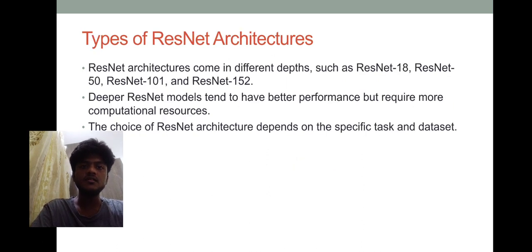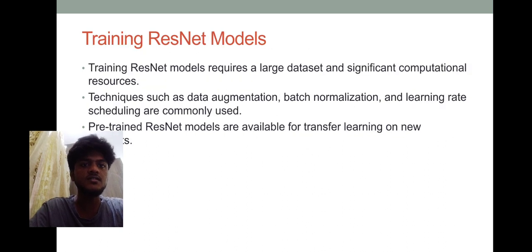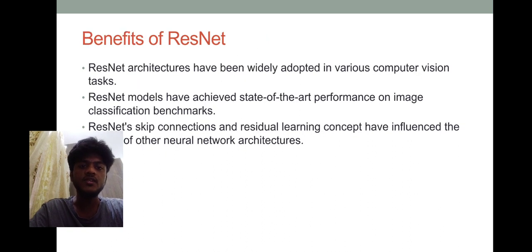Types of ResNet architectures. ResNet architecture comes in different depths such as ResNet 18, ResNet 50, ResNet 101 and ResNet 152. Deeper ResNet models tend to have better performance but require more computational resources. The choice of ResNet architecture depends on specific tasks and datasets. Training ResNet models requires large datasets and significant computational resources. Techniques such as data augmentation, batch normalization, and learning rate scheduling are commonly used. Pre-trained ResNet models are available for transfer learning on new datasets.